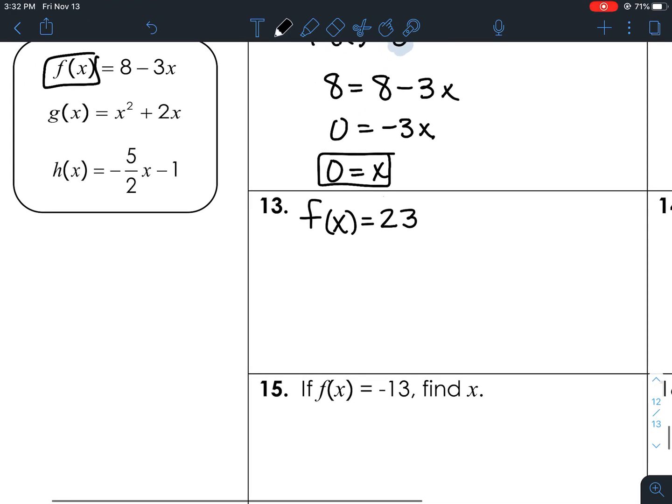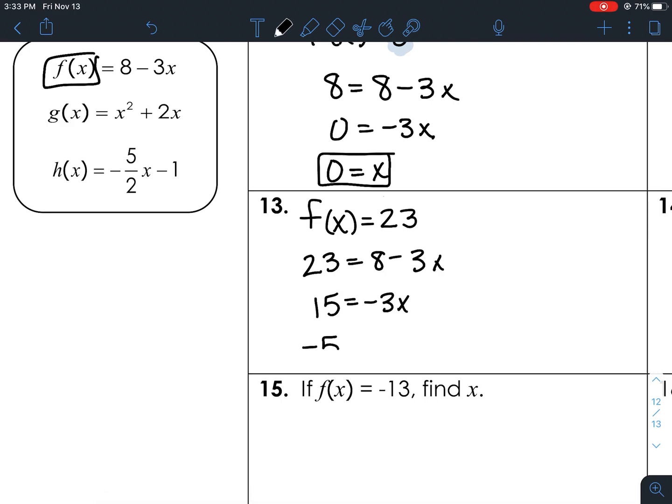I'm going to do the same thing now with 23. So again, instead of putting f of x, I'm going to put 23 equals 8 minus 3x. 23 minus 8 is going to give me 15 equals negative 3x. Divide both sides by negative 3, so you get negative 5 equals x.